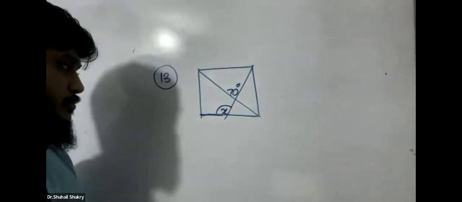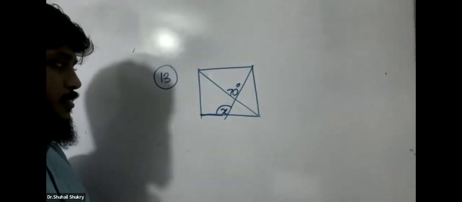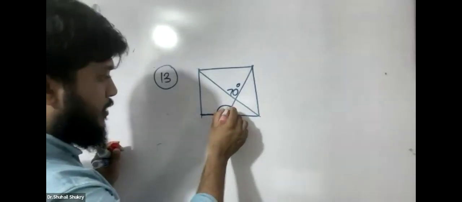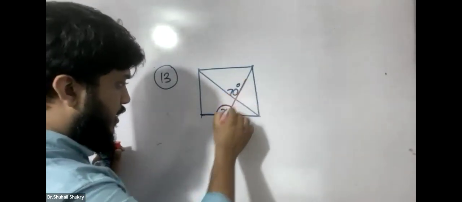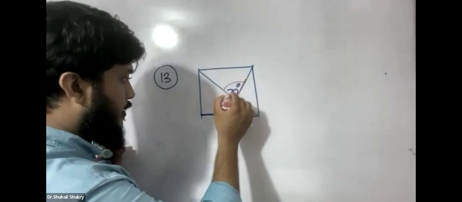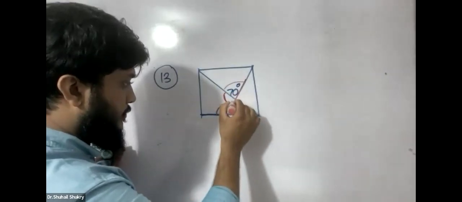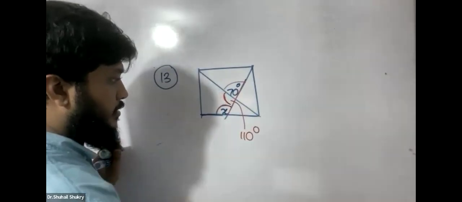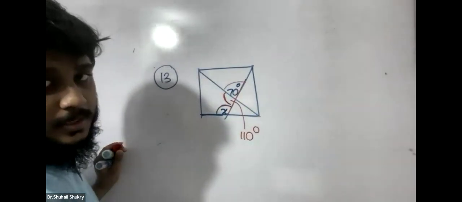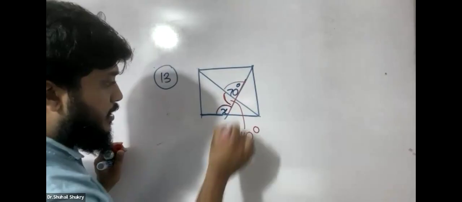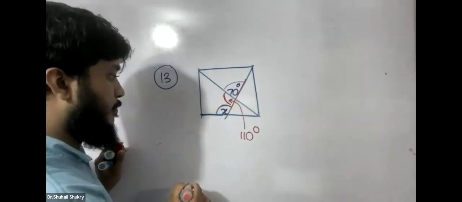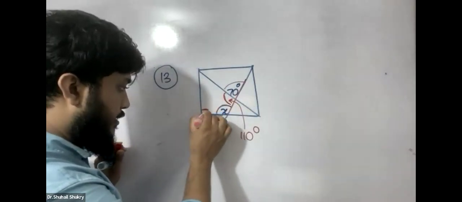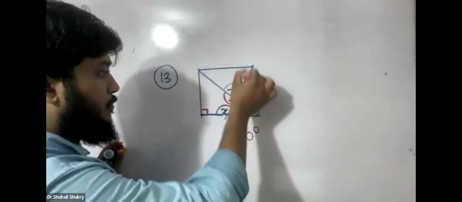Okay, now let's see this one. Carefully observe. Can you see this is a straight line? Therefore, this one is 70 degrees, so how much is this angle? 110 degrees, right? This is 110. And how much is this? 90 degrees, right? Because this is a square.